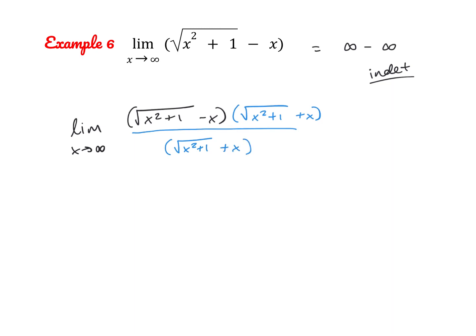So don't forget. And then when we do that, if we simplify the numerator a little bit, this radical times this radical just gives us x squared plus 1. The next two steps would cancel out, and then what we have left here would be minus x squared.